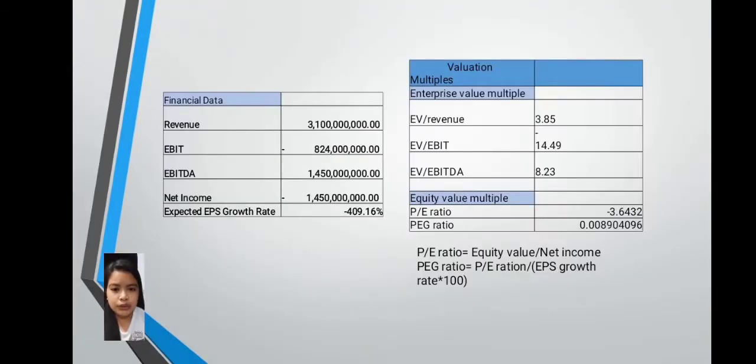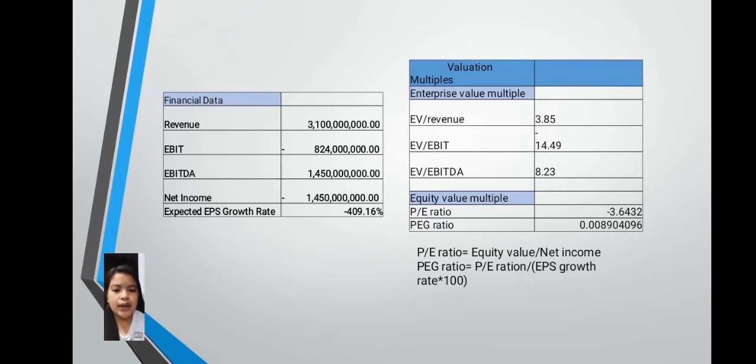So valuation multiples. So here we compute the enterprise value with the formula of EV over revenue, EV over EBIT, and EV over EBITDA. Then the equity value is the price over earning ratio. So the EV over revenue is equal to 3.85. So what does this value indicate? So this value indicates that a low EV over revenue is what we call a more attractive investment in a company.